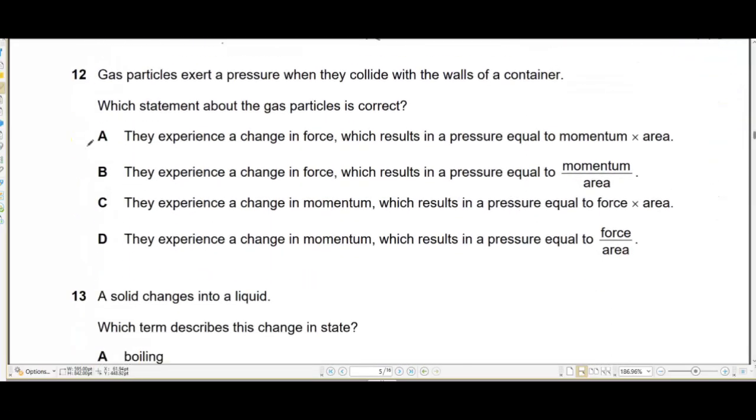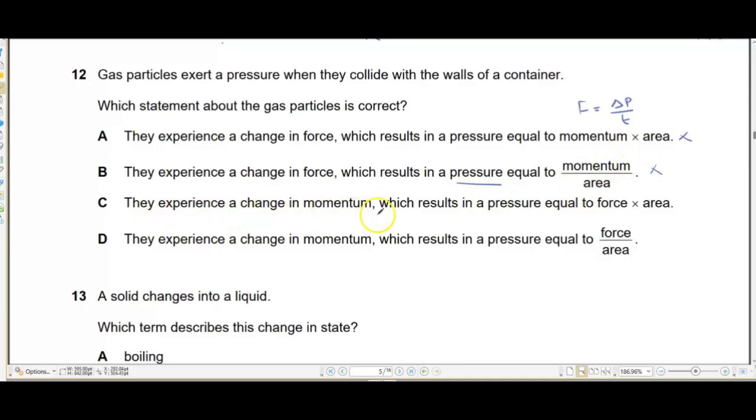Question number 12. Gas particles exert pressure when they collide with the walls of the container. Which statement about the gas particles is correct? They experience a change in force which results in a pressure equal to momentum into area. No, in this case, force is equal to change in momentum over time taken. So this is the wrong formula. They experience a change in force which results in the pressure equal to momentum over area. The pressure is equal to force over area. It's not equal to momentum over area.